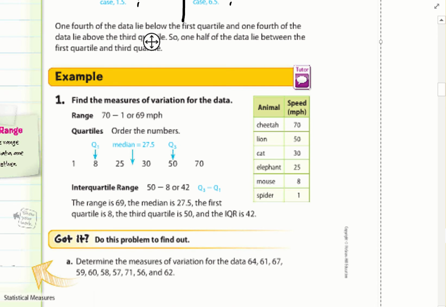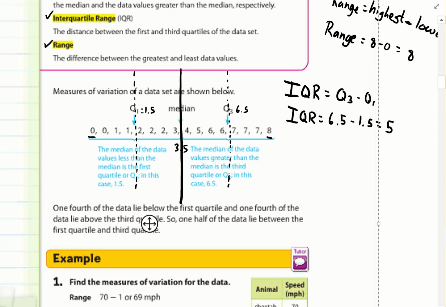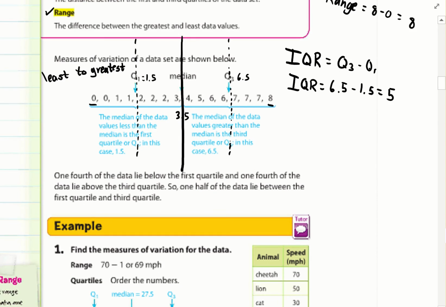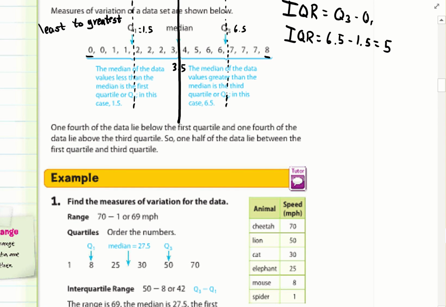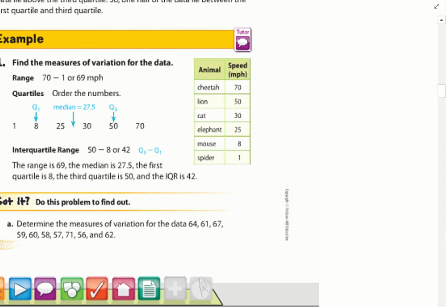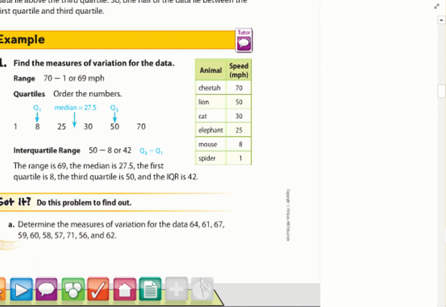So let's do example 1. Find the measures of variation for the data. Oh, and did I also say we have to put my numbers from least to greatest? So least to greatest. Write that down. So I'm going to find the measures of variation. I have the animal and the speed, and I'm going to put the numbers down from least to greatest.